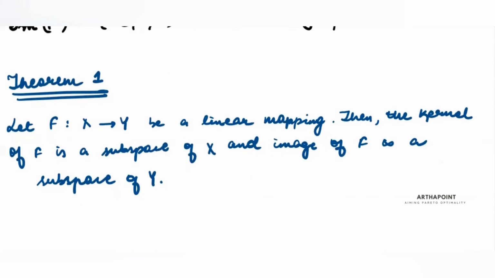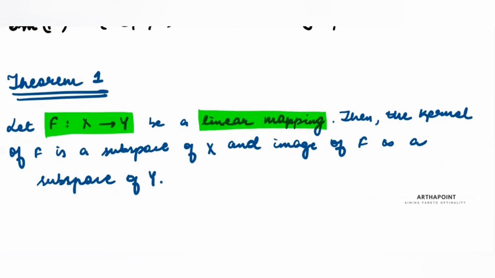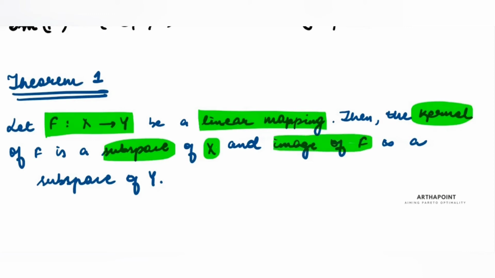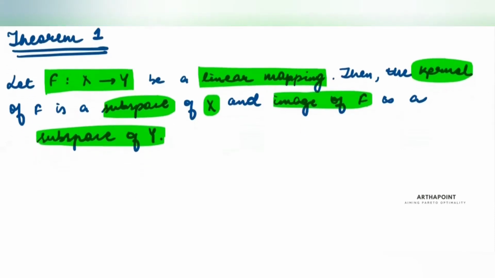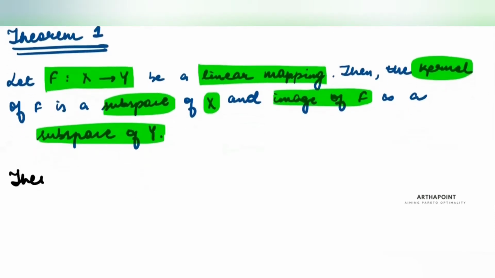So I'm saying if I'm defining a function from x to y, and let that function be a linear mapping, then the kernel of the function, kernel meaning it's giving you 0, 0, 0 as the response, is a subspace of x. And the image of the function is a subspace of y. Now please write down the second theorem. We don't have to use them. You should just know what is a subspace of what.